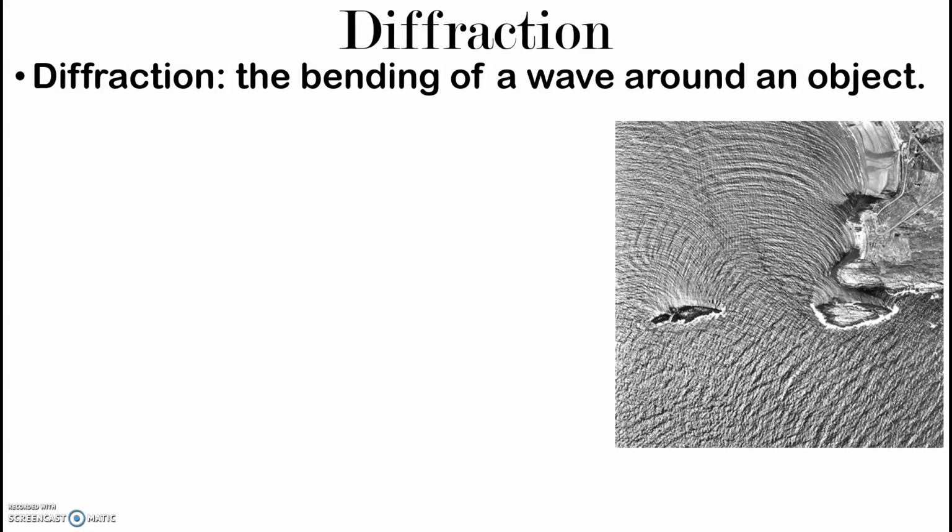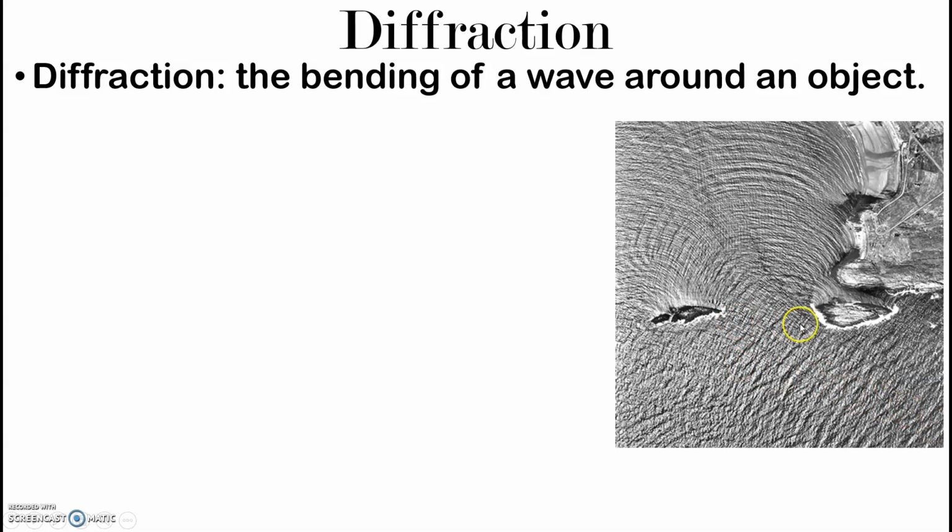Diffraction is the most complicated of the different behaviors that a wave has. And what diffraction is, it's the bending of a wave around an object. A wave doesn't just stop if it hits an object. It has a tendency to bend around it. If you look at this picture over here, you can see where all these waves are bending around these different land structures out in the water. And as you can see, the water is moving this way.